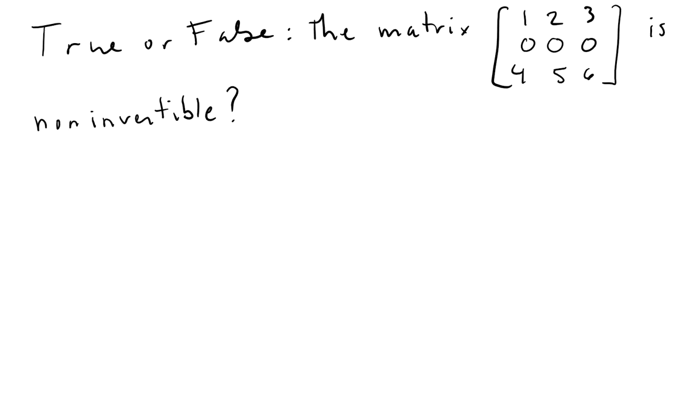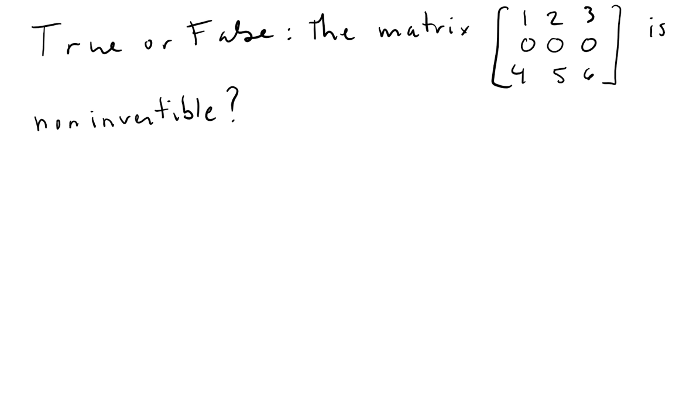So here's a true or false question. The matrix 1, 2, 3, 0, 0, 0, 4, 5, 6 is non-invertible. Try to answer this, and I'd like you to come up with an explanation that's done by inspection. So by just looking at the matrix, can you tell if it's non-invertible? Pause the video and try to answer.